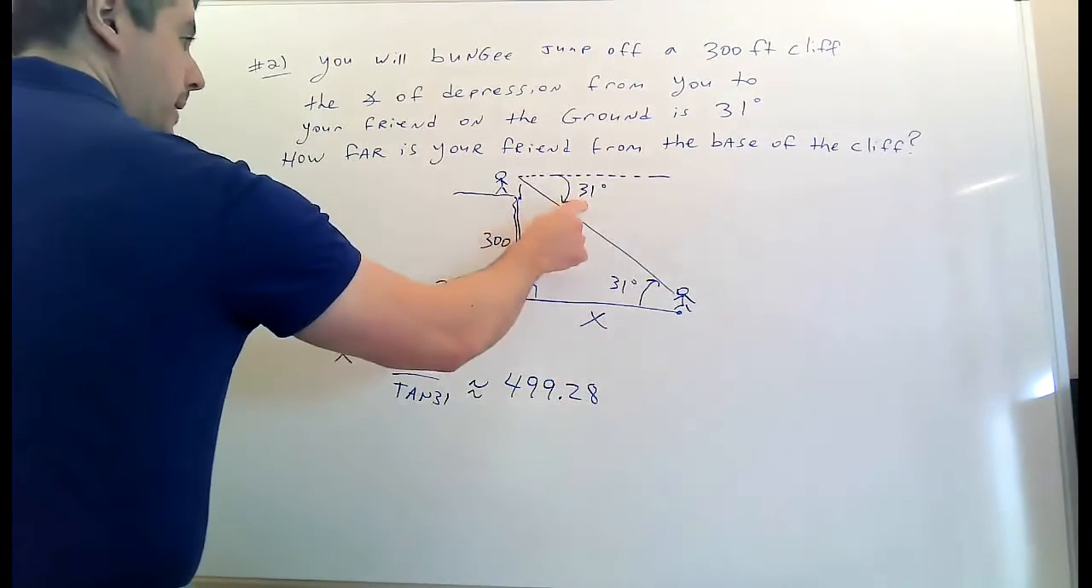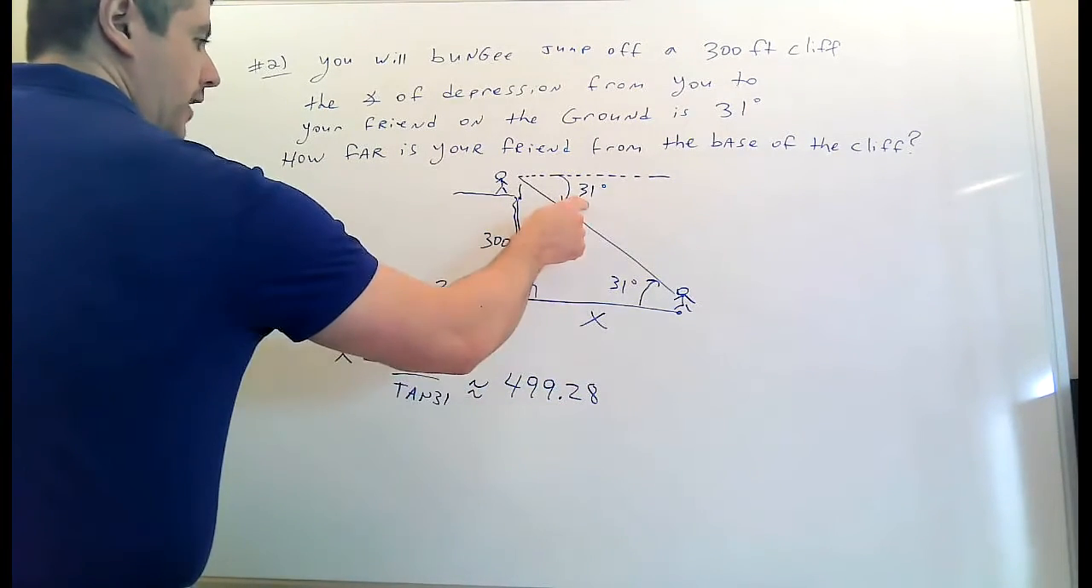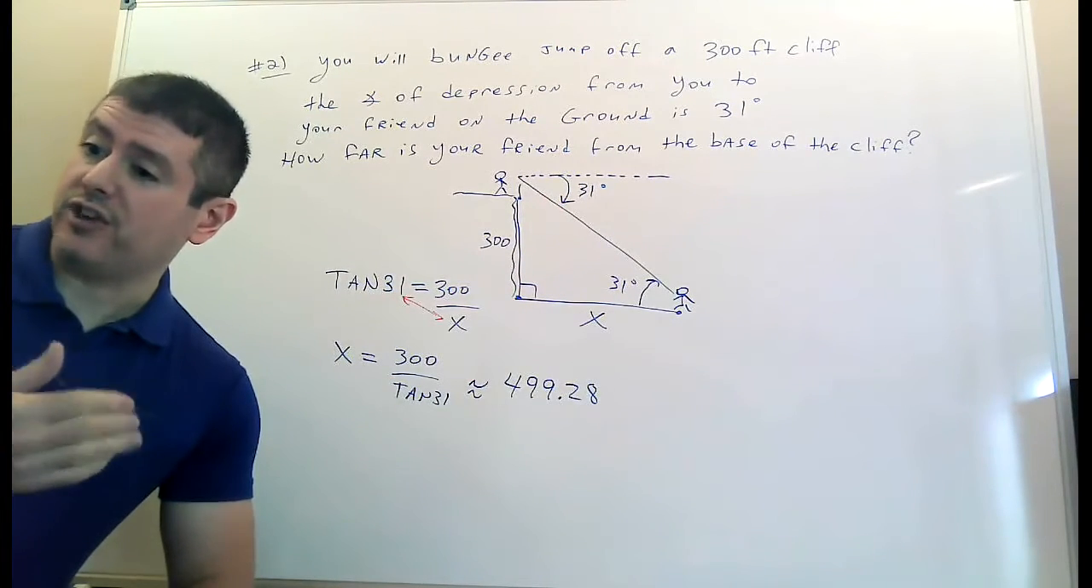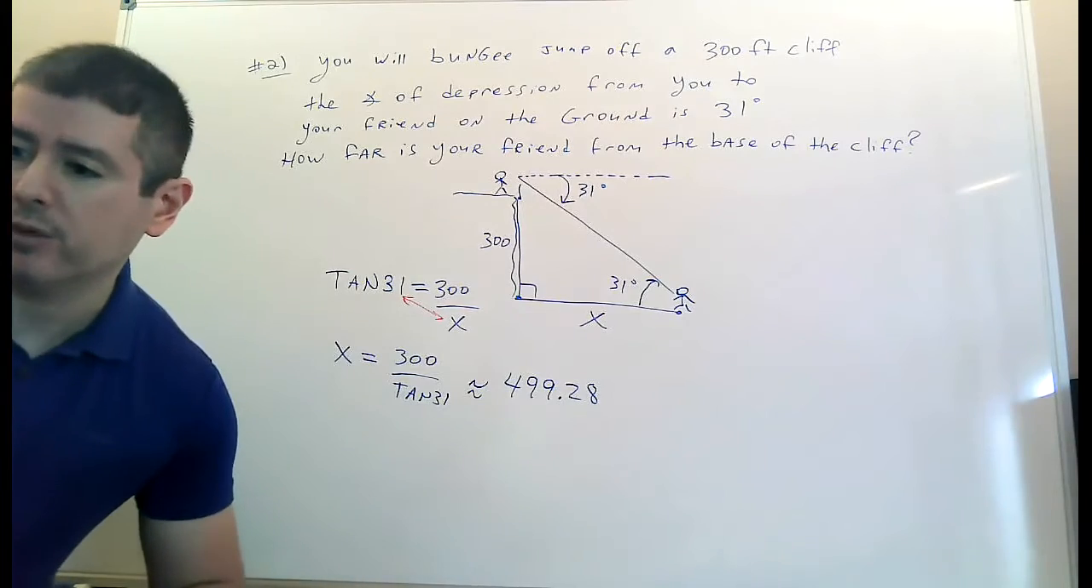I needed to make that angle bigger for this to not be such a ridiculously huge number. I should have made that angle like 62 or something. So this is the secret to the angle of depression problem. Just turn it into an angle of elevation problem, which is much easier.